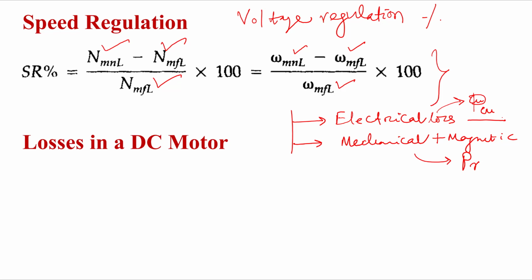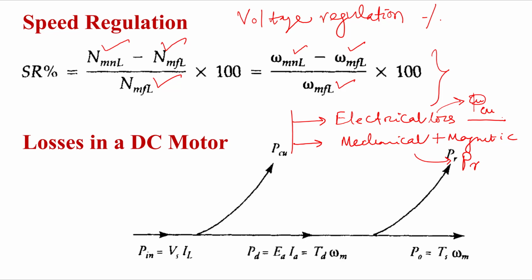Like previously, the power flows from the mechanical domain to the electrical domain in the case of a generator, but in the case of a motor the power flows from the electrical domain to the mechanical domain, right? That is the only difference. Now we can see in this diagram how the power flows. This is your electrical domain, P in equal to Vs Is, that is the input power, right? And as soon as we give the power, the current starts flowing in the circuits, armature, then field, right?